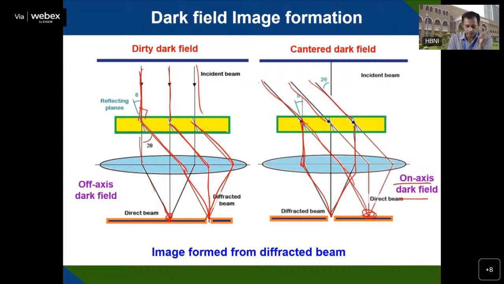So it is not on the main axis; if this is the axis, this one here will be off axis, and here it is on axis. So there are two types of dark field image you'll be able to get in the case of dark field imaging.